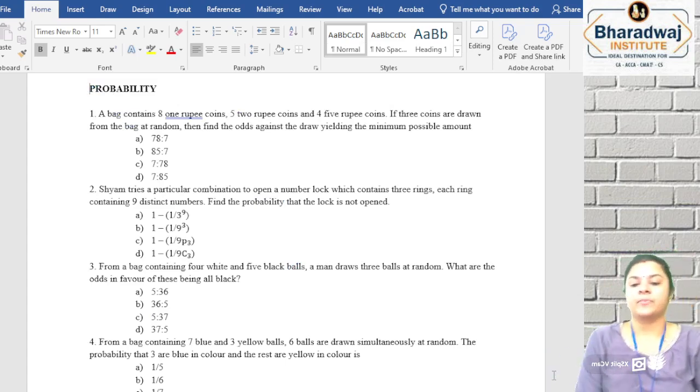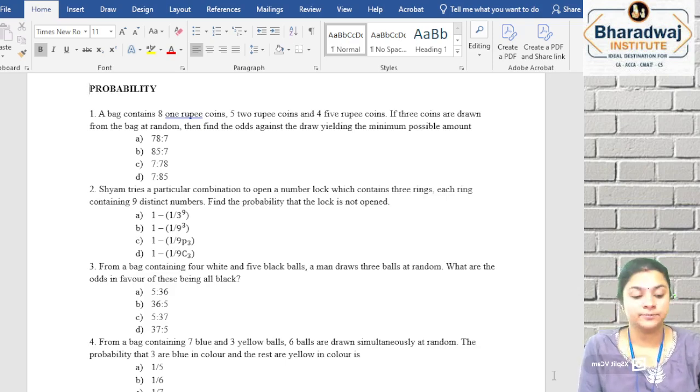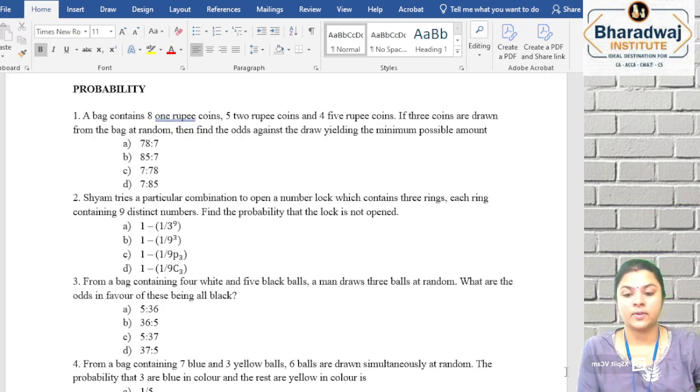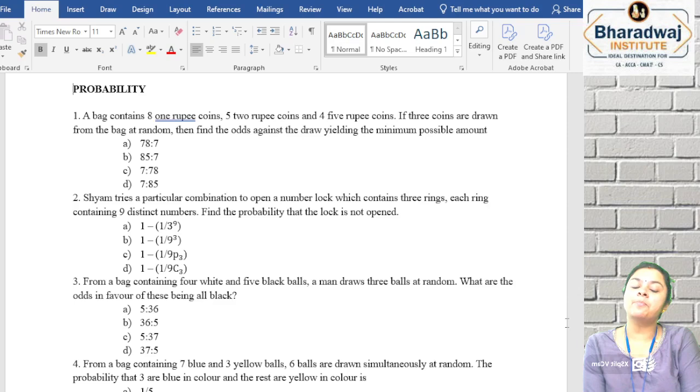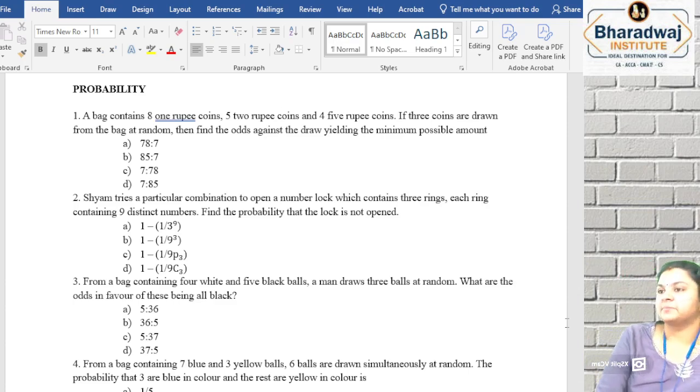First one. A bag contains 8 1 rupee coins, 5 2 rupee coins and 4 5 rupee coins. 3 coins are drawn from the bag at random. Find the odds against the draw yielding minimum possible amount. What are they saying?